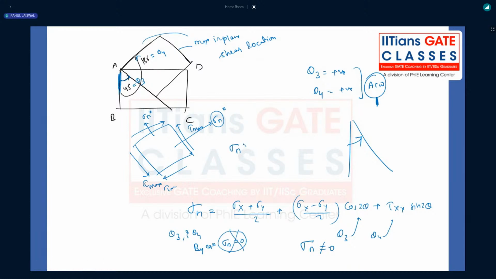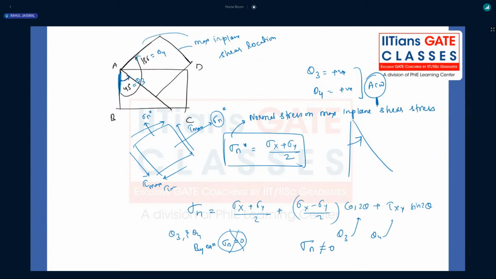So note down the sigma n star value as sigma x plus sigma y by 2. Make a note of it. The normal stress on the maximum in-plane shear stress plane. All of you are getting my point?